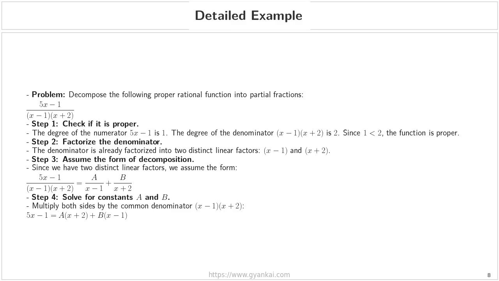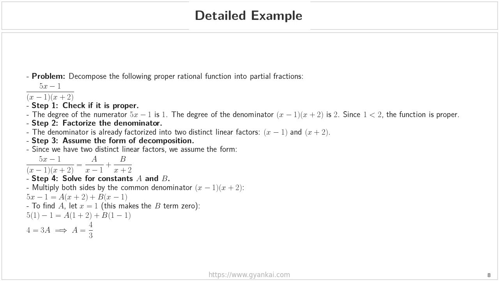The first step is to eliminate the fractions. We do this by multiplying both sides of the equation by the common denominator, which is (x - 1)(x + 2). This gives us 5x - 1 = A(x + 2) + B(x - 1). To find A, we use a clever trick. We choose a value of x that will make the term with B equal to 0. In this case, that value is x = 1. Substituting x = 1 into our equation, we get 5(1) - 1 = A(1 + 2) + B(1 - 1). This simplifies to 4 = 3A. Solving for A, we find that it equals 4/3.